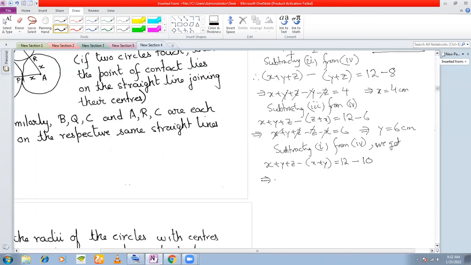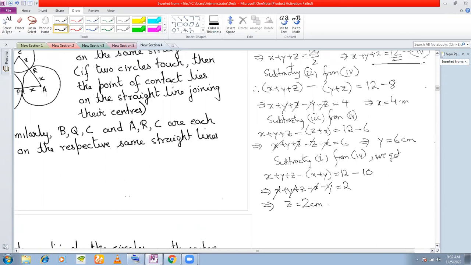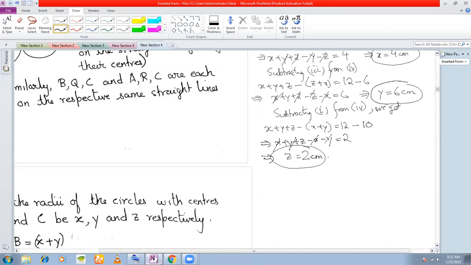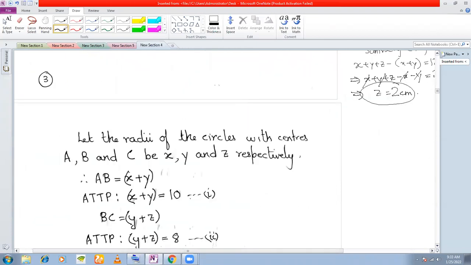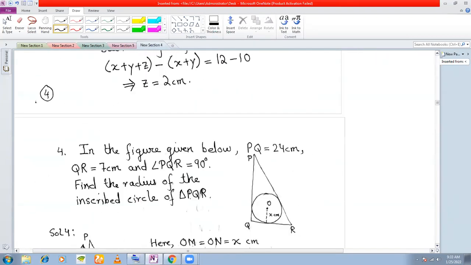Right? So you're going to get x plus y plus z minus x minus y is equal to 2. That means you're simply going to get z is equal to 2 centimeters. And that should be your answer. So the radius of the circle with center C is 2 centimeters. So x is 4, y is 6, z is 2. And that is your ultimate solution of this problem. Okay. Unless you have questions, I can move on to the next question to discuss.